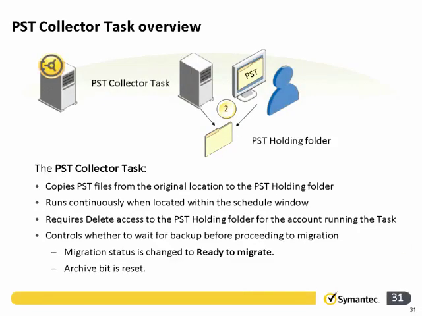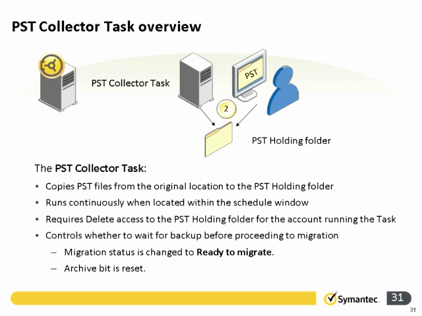Next, we're moving on to the Pst Collector Task. The Pst Collector Task copies the Pst files from their original locations into our Pst holding folder. It runs continuously when located within its schedule window. Again, you will set up scheduling for this, but basically it just continuously runs within the window that you have set up for it. It does require delete access to the Pst holding folder, because once the migration task moves the file over to the Enterprise Vault server, it needs to be able to delete that particular Pst file from the holding folder.